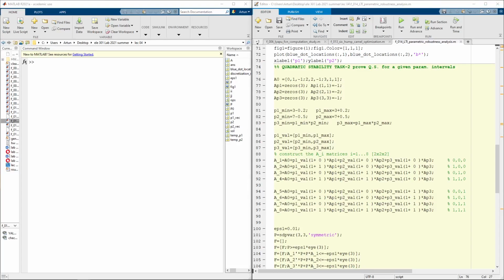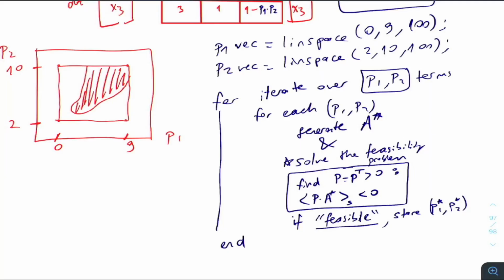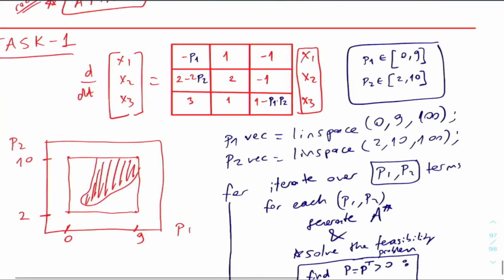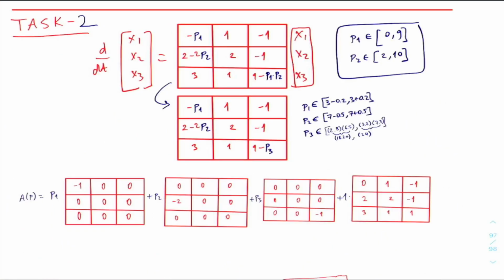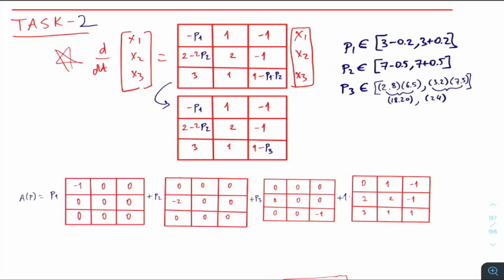Let me get this. Control home. Alright. Here we are in the second task. Okay, and this is our linear system. And we have these three parameters. Actually, let me correct that. We have two parameters, P1 and P2.